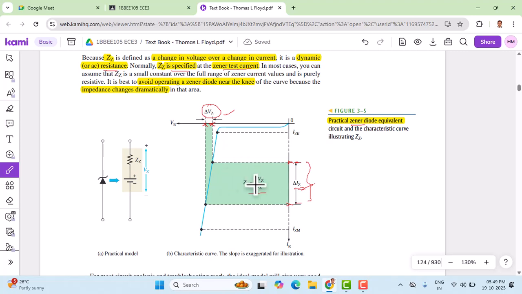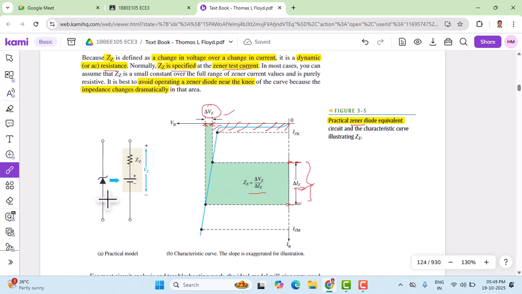This is an AC resistance, and it is generally specified in the test current region here. It's best to avoid operating the Zener diode near the knee region. This is not a good region to operate the Zener diode, because we won't see proper Zener operation here. The voltage varies to a larger extent, and the Zener diode loses its operation. The impedance changes dramatically in this area, so it is better to operate in the test region.